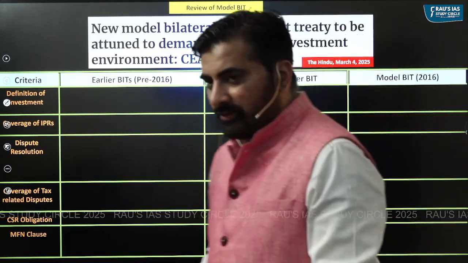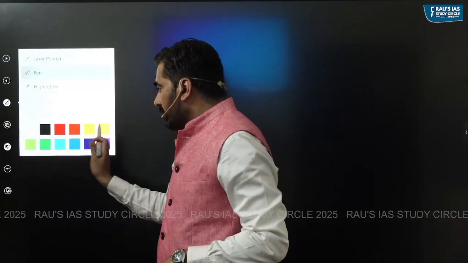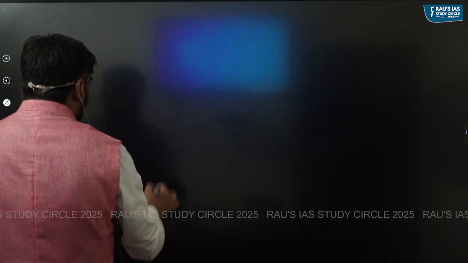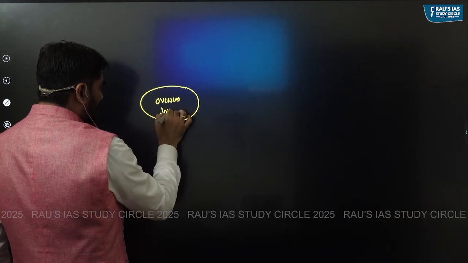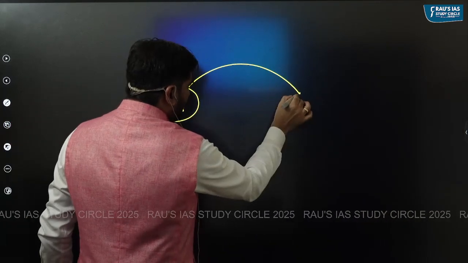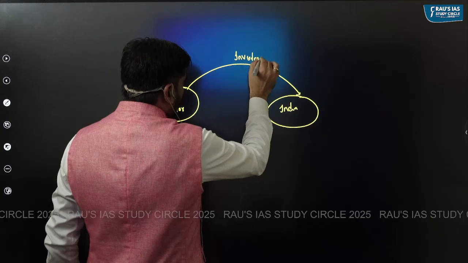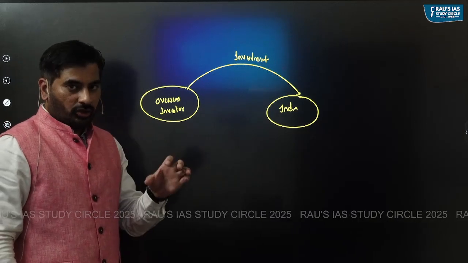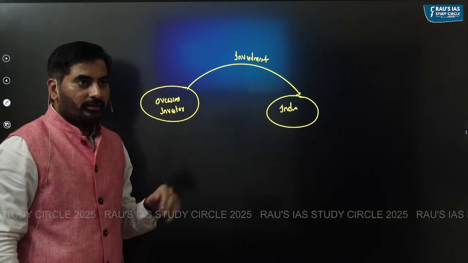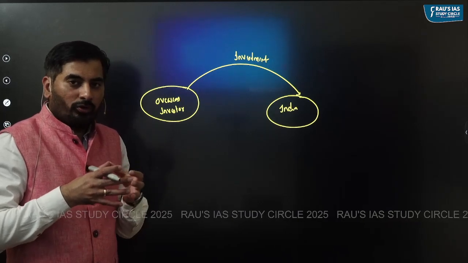Now coming to the next topic, the Model Bilateral Investment Treaty. What is this Model Bilateral Investment Treaty? Let's try to understand. Generally, let's say there is an overseas investor based in another country, and this overseas investor might be making investment in India. When this overseas investor makes investment in India, we have to assure these foreign investors that, look, you make investment in India and we will ensure that your investments are protected.